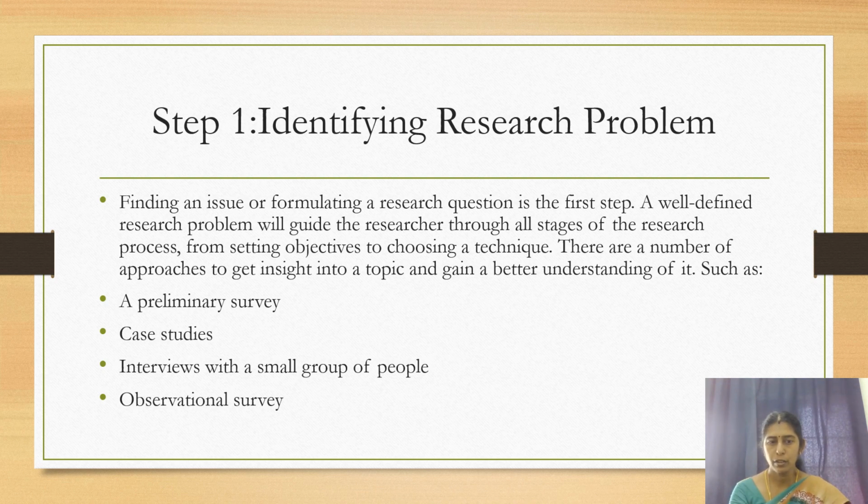We have small ideas on how to find out the research problems. You can do a preliminary survey, or you can develop a case study, have an interview with a small group of people inside your organization, or do an observational survey. This is how we find out the research problem for your research.